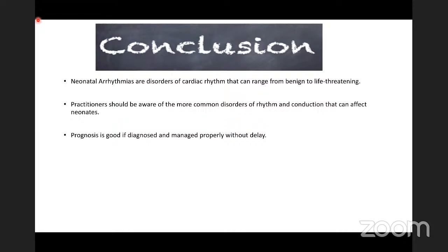Mohsin, there is a question from the audience. Dr. Sadia is asking, kindly briefly explain the mechanism of action of adenosine. I will try to answer a little bit of that, but I am not a cardiologist. Please go ahead.